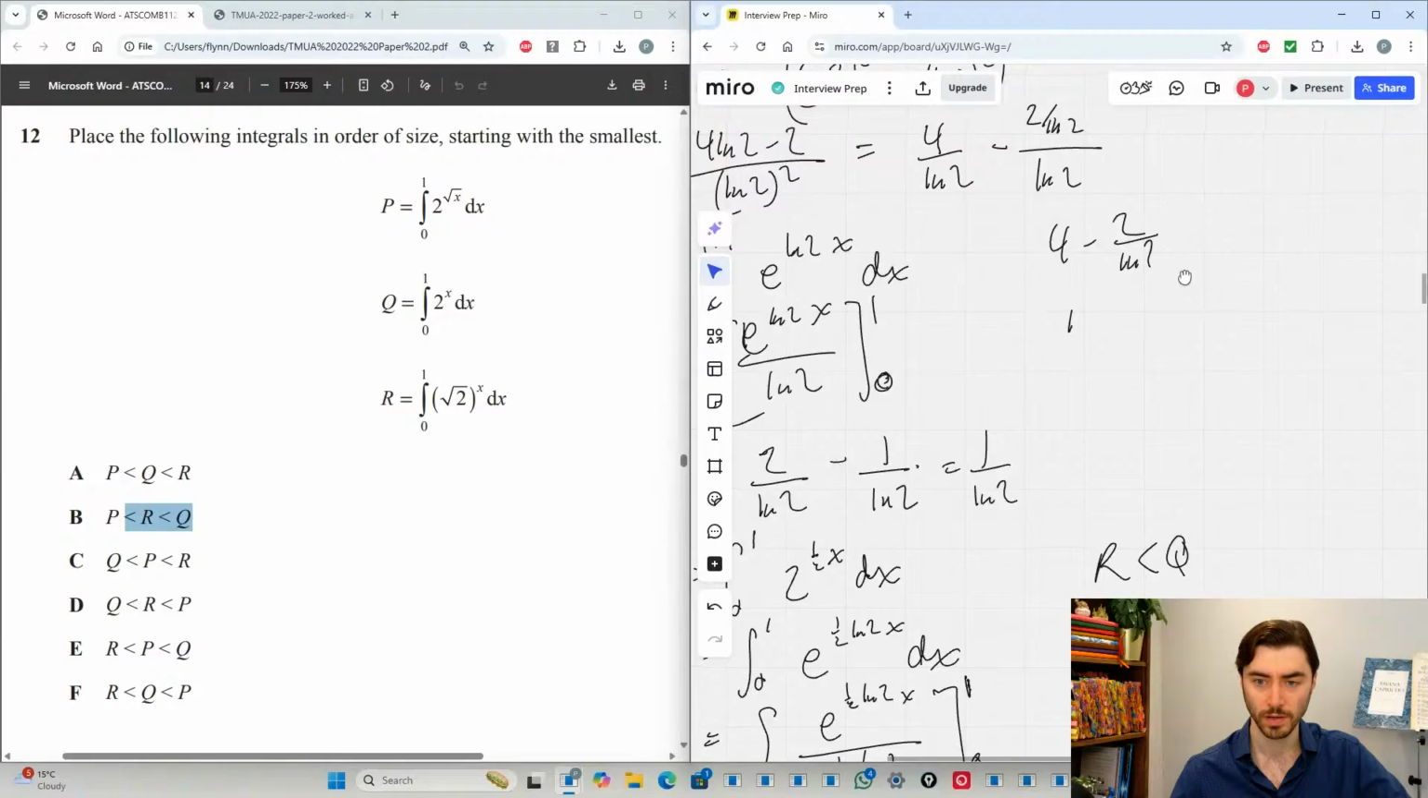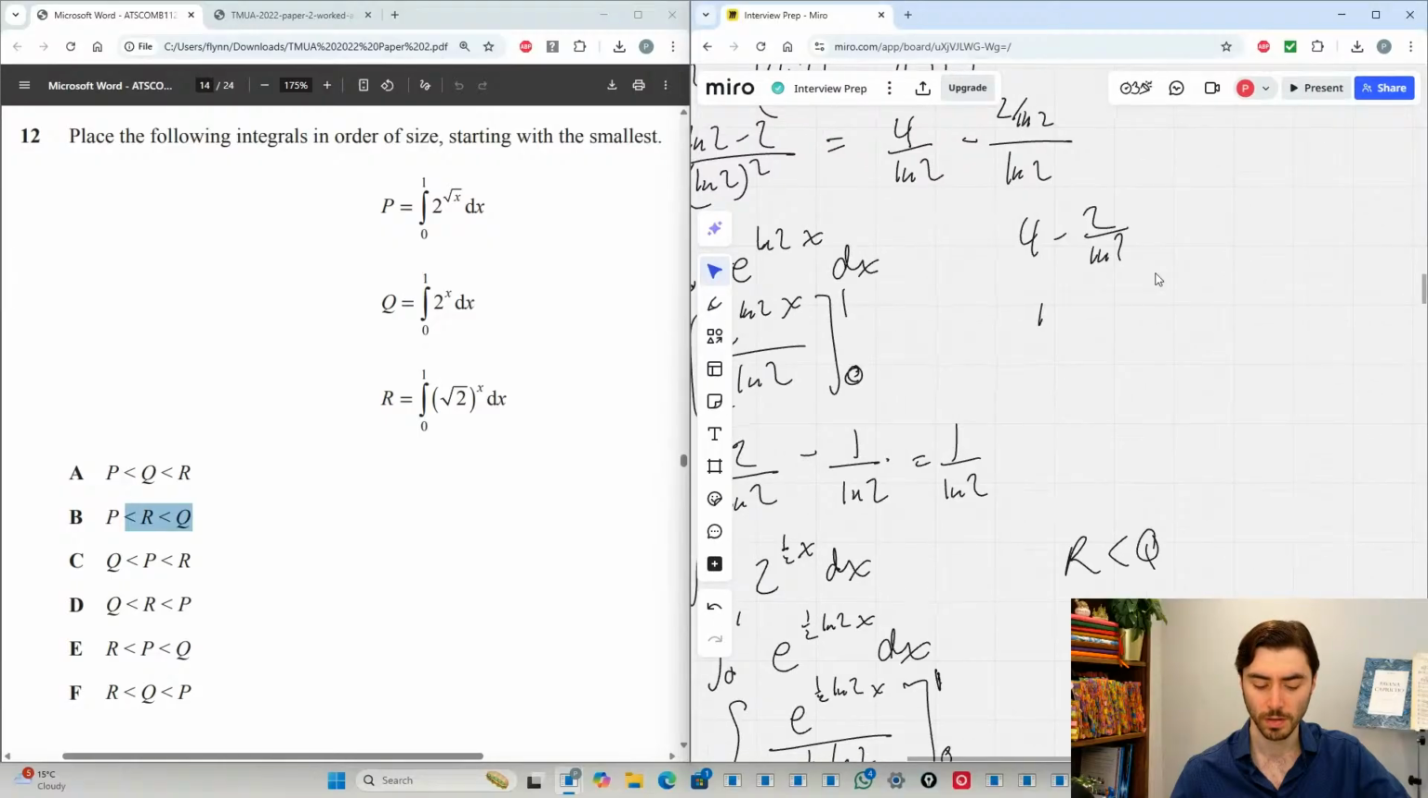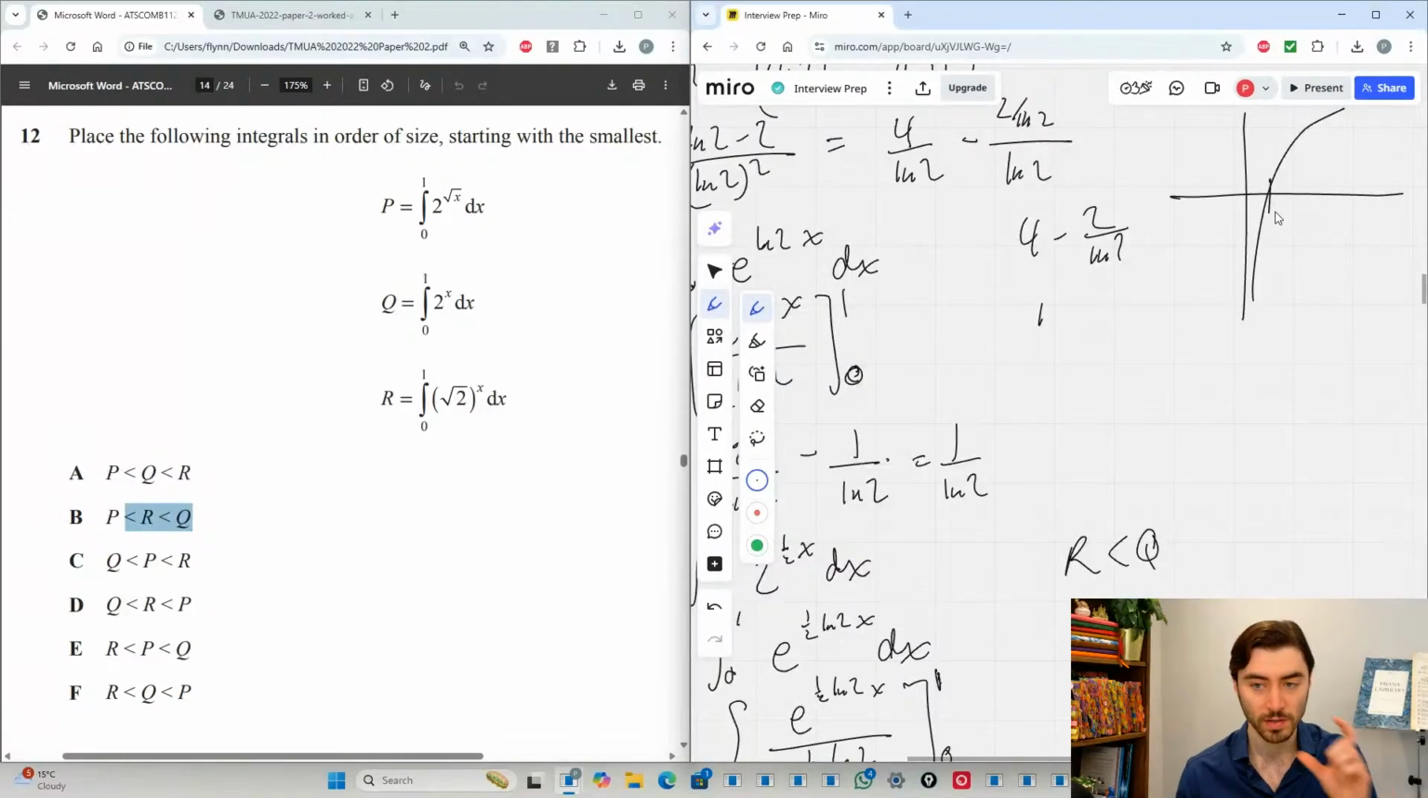Well, ln 2, well, ln e is 1, and e is 2 point something. So if I draw a ln graph, apologies if you hate my pronunciations. So ln 1 is 0, ln of 2 point something is 1. So in between, this is very much less than 1.